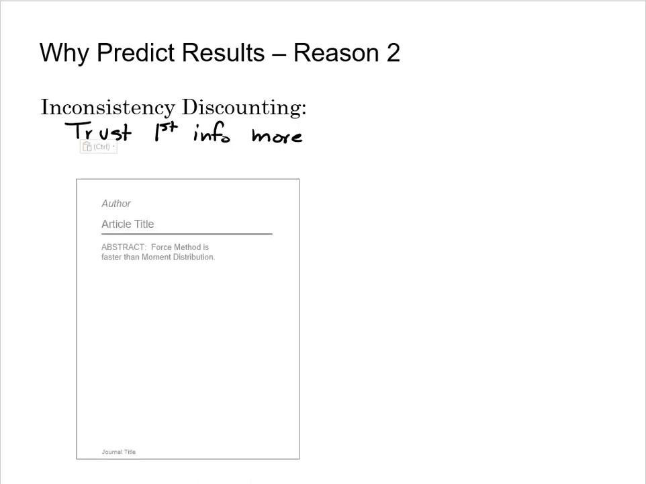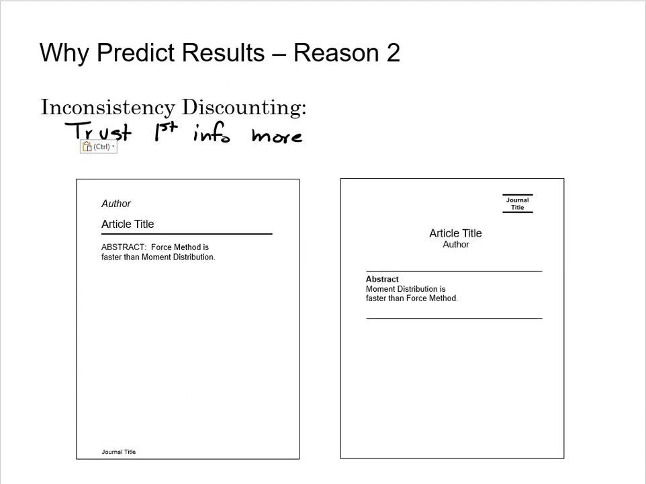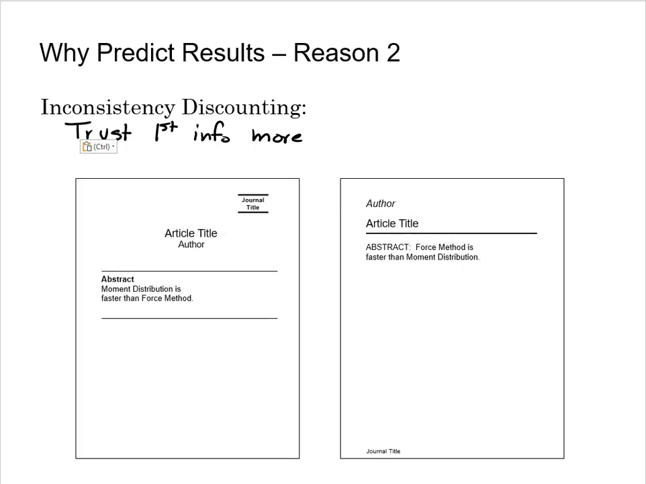For example, if I gave you an article that says the force method, which we cover in a later chapter, is faster than the moment distribution method, then I give you an article that says the moment distribution method is faster than the force method, you will tend to believe that the force method is faster. But if we switch which article you read first, you would tend to believe that the moment distribution method is faster. This is human nature.